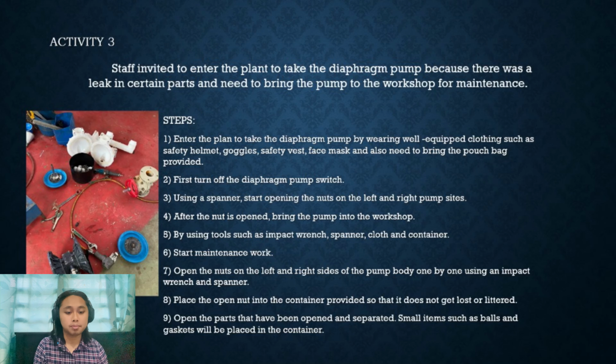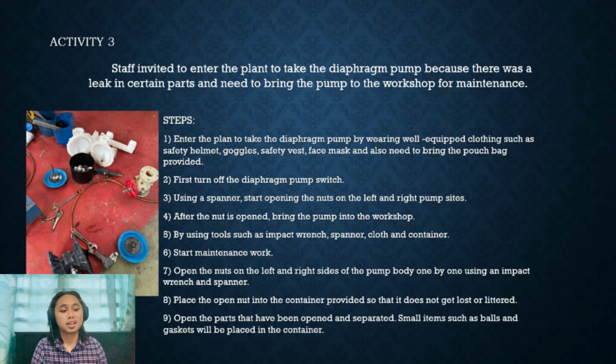we need to start maintenance works. Open the nuts on the left and right of the pump body by using an impact wrench. Next, we need to place the nuts in a container so they do not get lost or littered. So after we put the nuts in the container, open the parts that have been opened and separated.